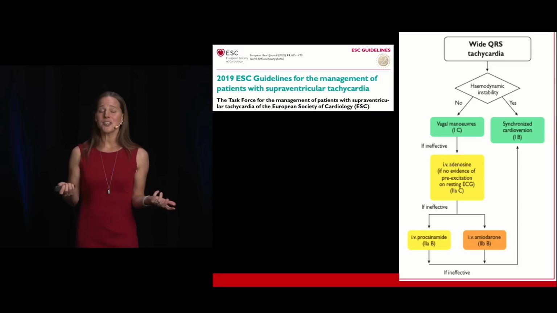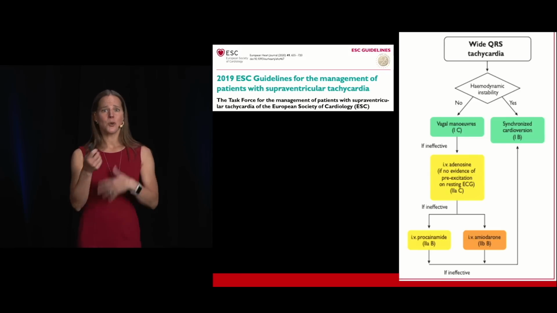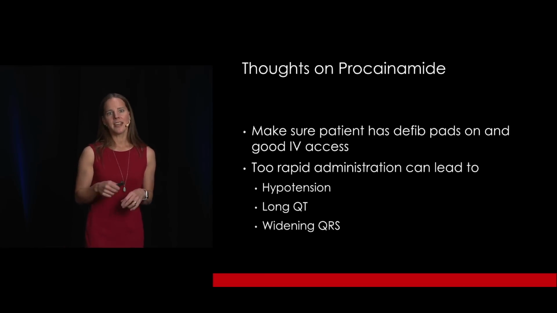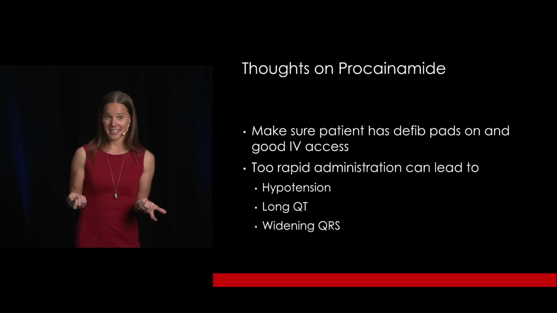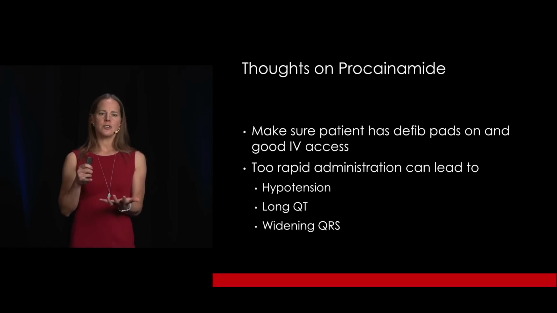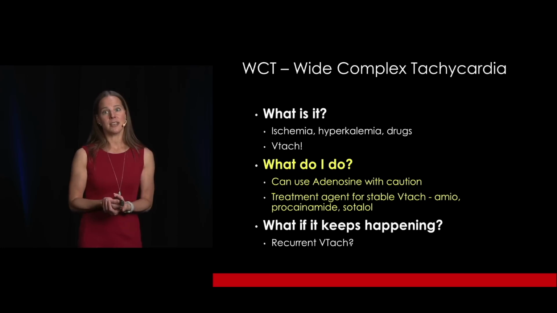So my personal approach is that if the patient's stable, I talk to the cardiologist who's admitting the patient, we talk about the meds, and we decide on what they would like to do. If you are going to do procainamide, though, make sure the patient has the pads on, you've already done that, and good IV access, because if it goes in too fast for the infusion, the patient can have hypotension, a long QT, or widening QRS. So just make sure that you're monitoring the patient closely and slow down the infusion if you notice any of those.